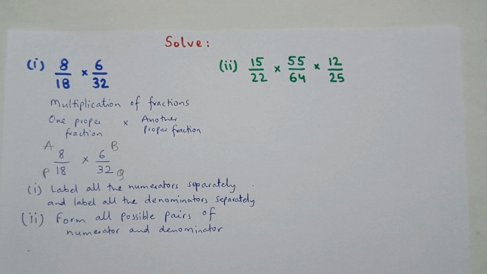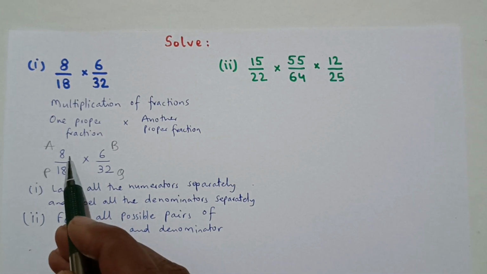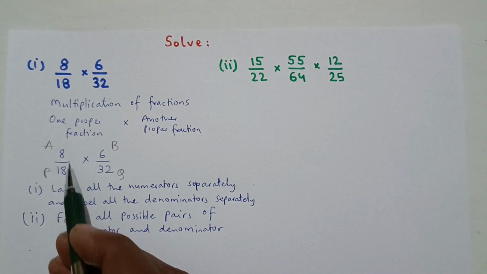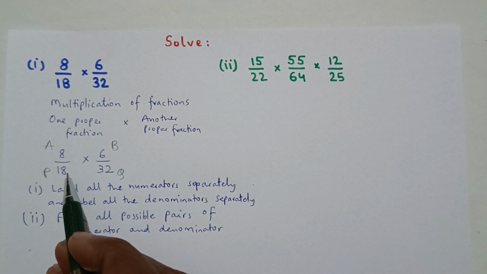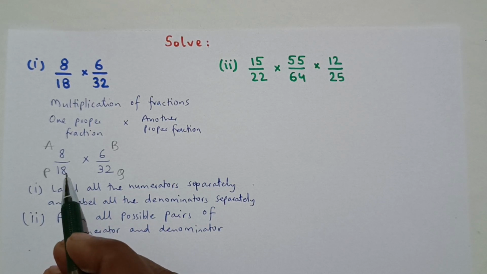In step number 2, we have to form all possible pairs of numerator and denominator. So let us form all the possible pairs of numerator and denominator. So 8 and 18, this is one pair of numerator and denominator. So 8 and 18 is one pair of numerator and denominator.